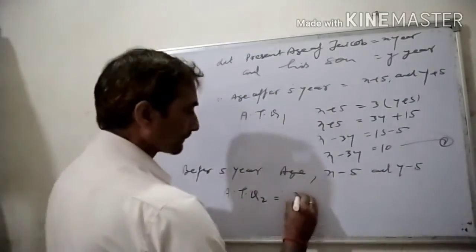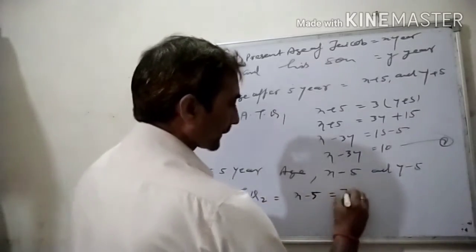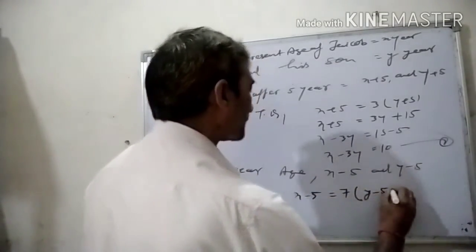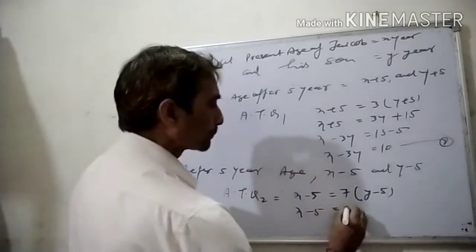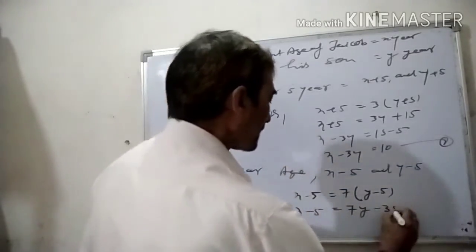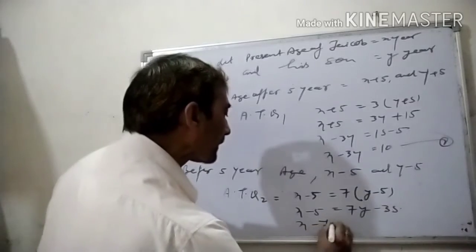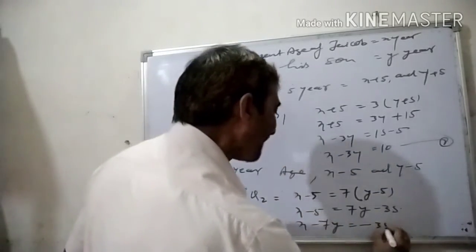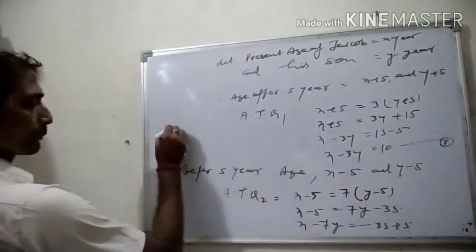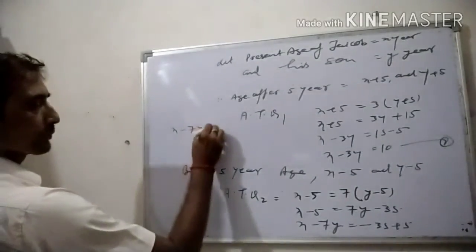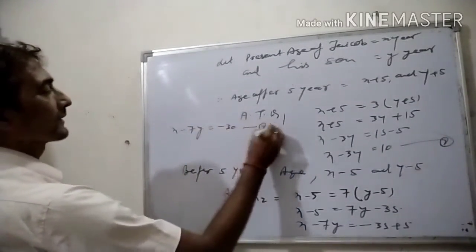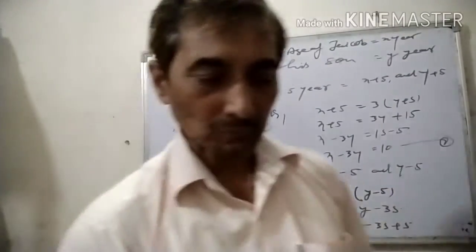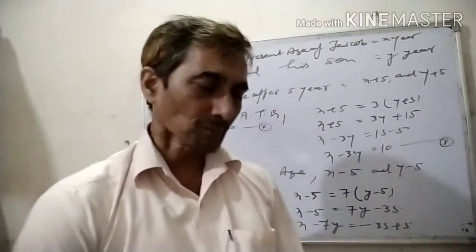The condition is that Jacob was 7 times his son. X minus 5 equal to 7 into (Y minus 5). Now X minus 7Y is equal to minus 30. Second equation. Equations are prepared. Now solve it.